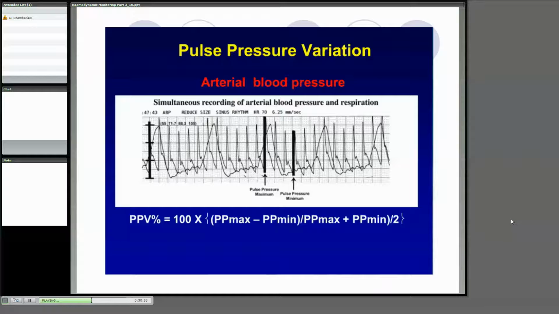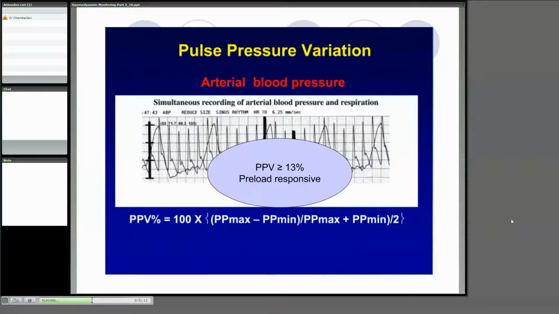In fact, you can go to your monitor and change it to 6 millimetres and slow it right down. You can see that if it's more than 10%. If you have concern about your patient and you think that they've got some hypoperfusion happening, and if they're preload responsive, so if it's about a 13% swing, they probably could do with a bit of fluid.